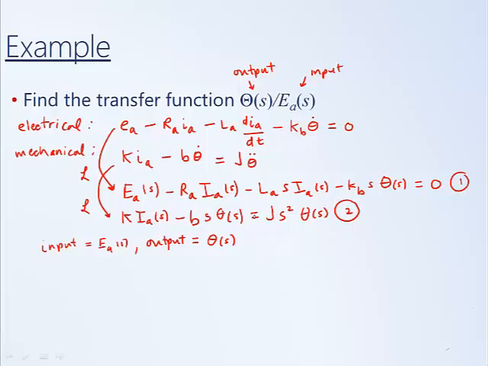And so if we look at these two equations, we have our input scattered around, we have our output, but we also have IA of S. We also have the current, which is neither our input nor our output. And so we need to eliminate this. Think about how we might be able to eliminate IA of S between these two equations.